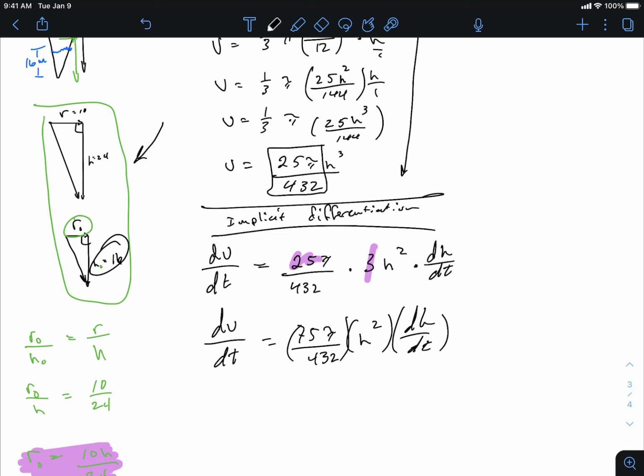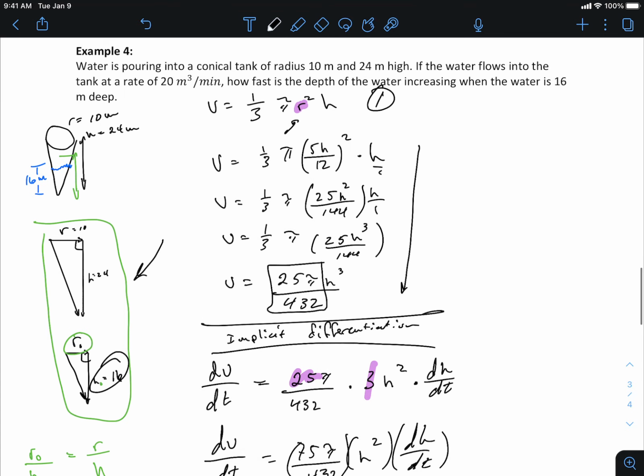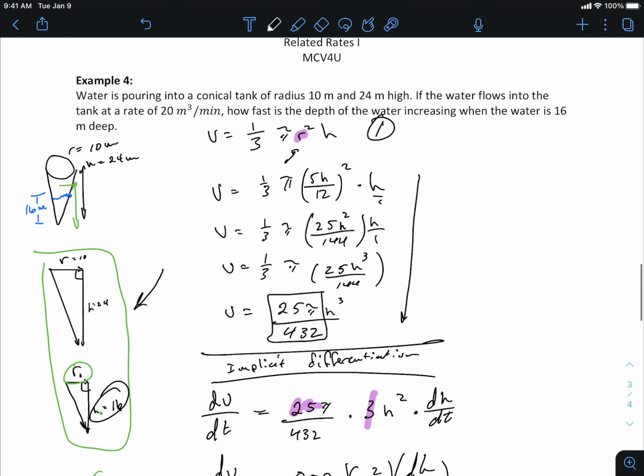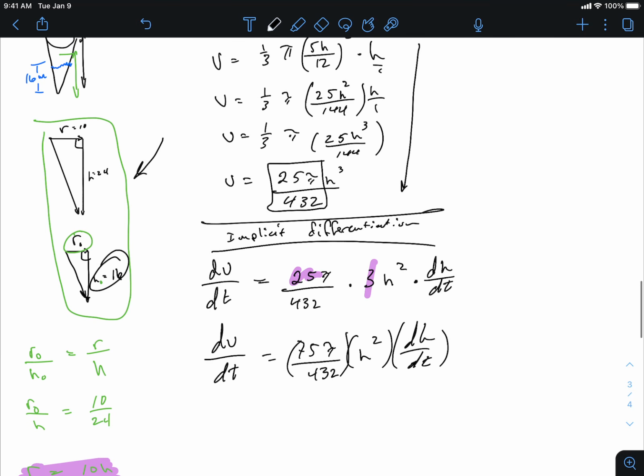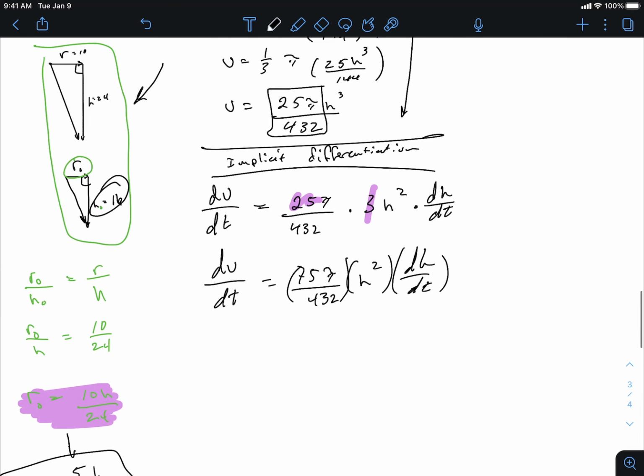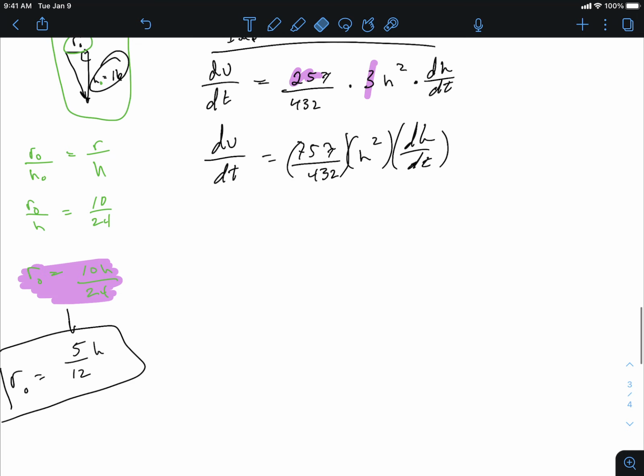Okay? I think the thing it's looking for, if I just go back up and look at this question: how fast is the depth of the water increasing when the water is 16 meters deep? Okay, we know what the h is now, right? That's what's great about this. This is exactly why we did this.